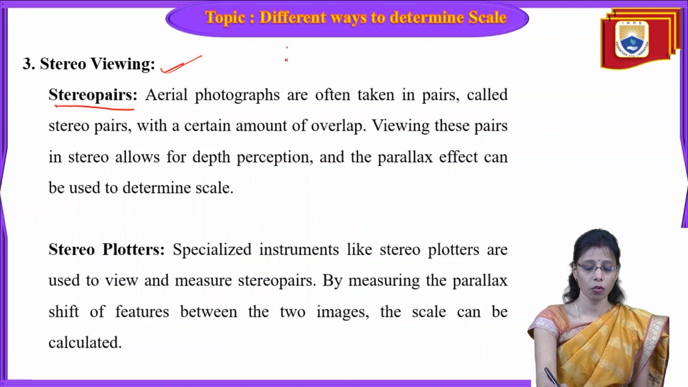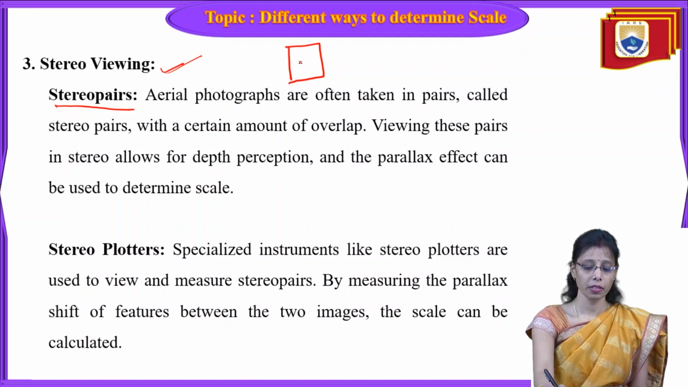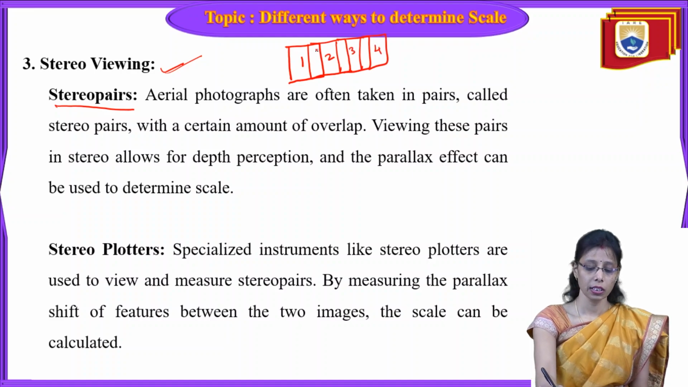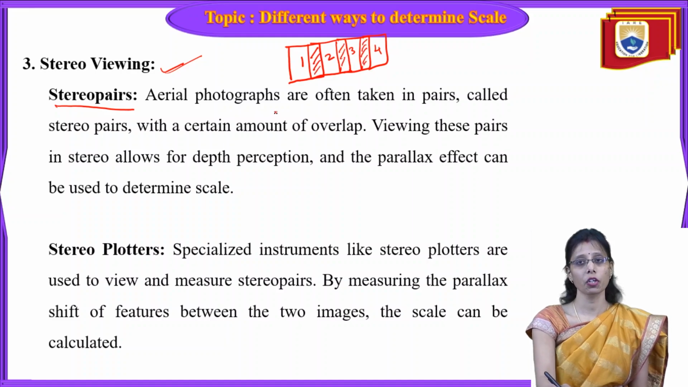So how do we obtain the stereo pairs? If a flight is capturing the information, if it clicks photo number 1, again photo number 2 will be clicked here, right? Photo number 3 will be clicked here. Photo number 4 will be clicked here. So this is 3, this is 4. This overlapping area, we call it stereo.